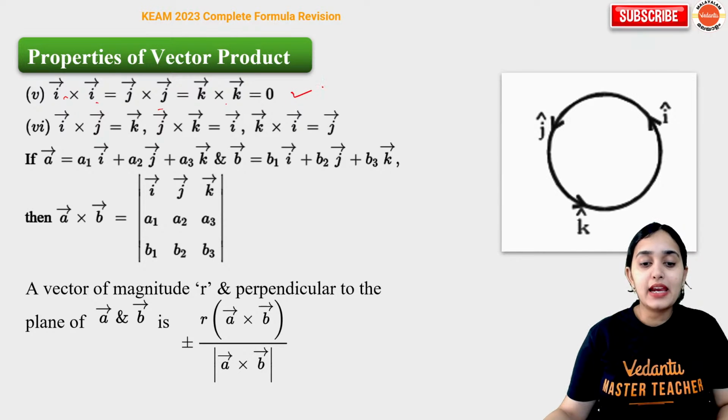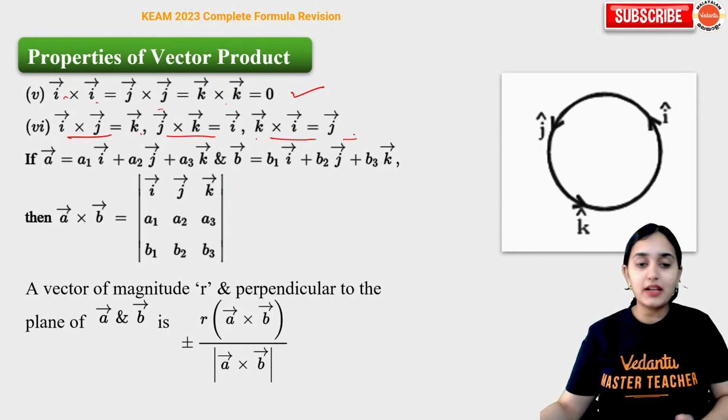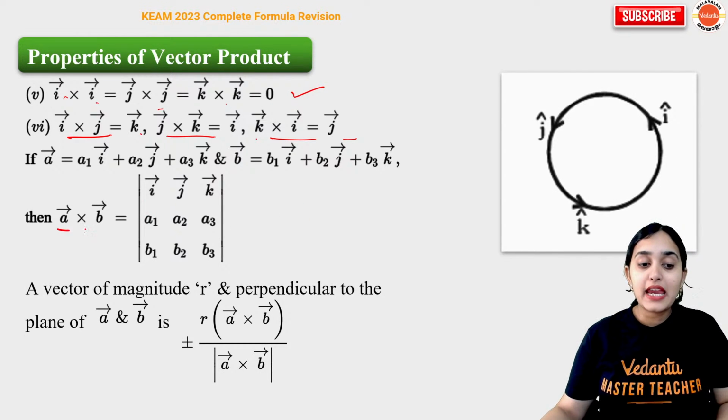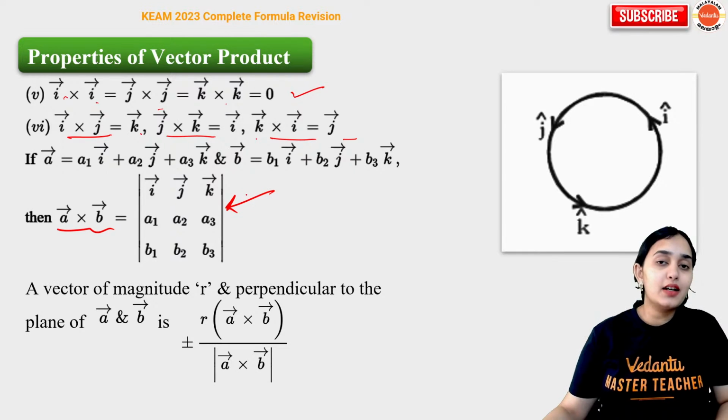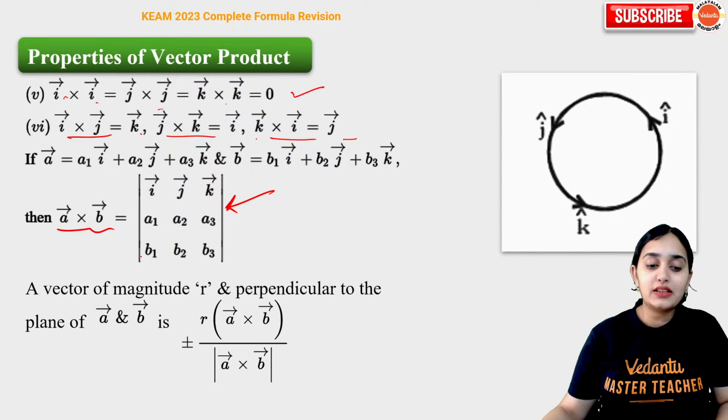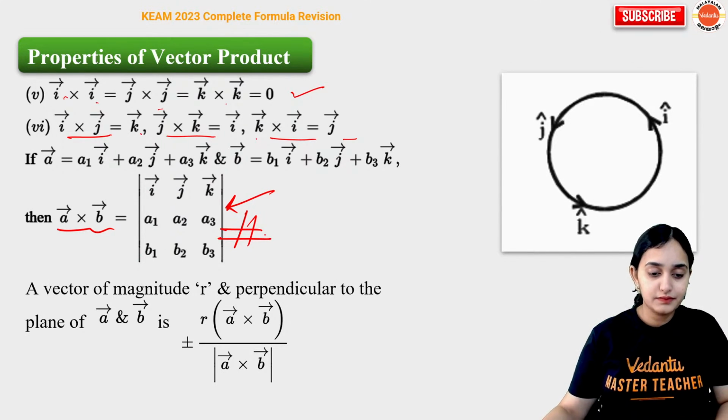Same here. Properties of vector product. I cross I, J cross J, K cross K is 0. But I cross J is K, J cross K is I, K cross I is J. Alternatively, you can multiply. Next, A cross B can be found out by finding the determinant of I, J, K, A1, A2, A3, B1, B2, B3. Important.